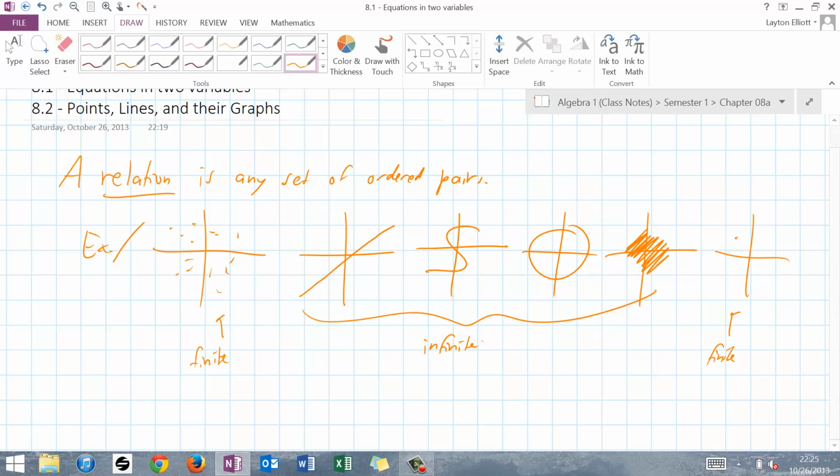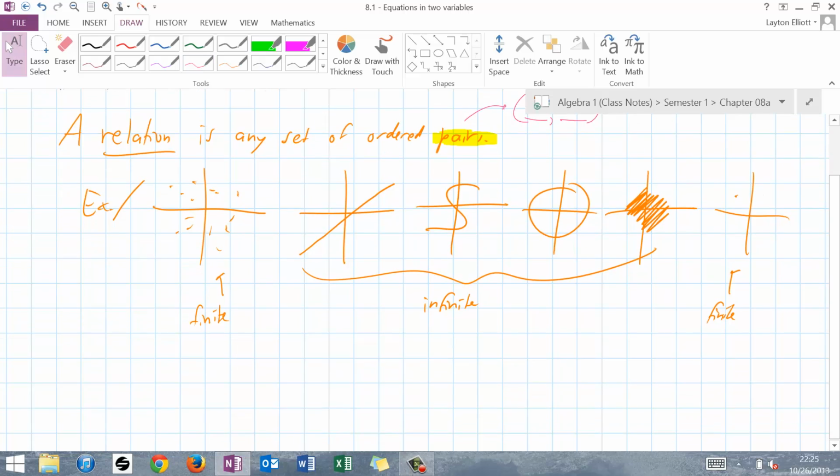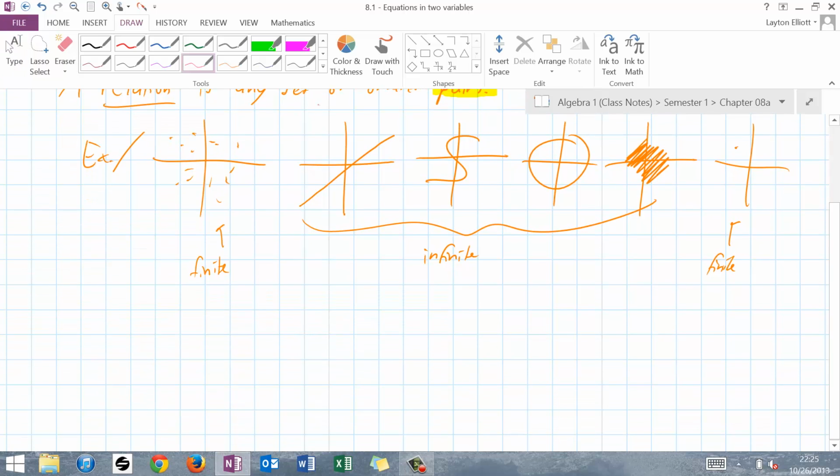The other thing about this is that they're ordered pairs. Pairs imply that we have two coordinates for each of these. We're going to have a first and a second, what you guys have referred to as an x and a y. Before we get into that, I'm going to talk about one-dimensional graphs, or what we'll call 1D graphs.